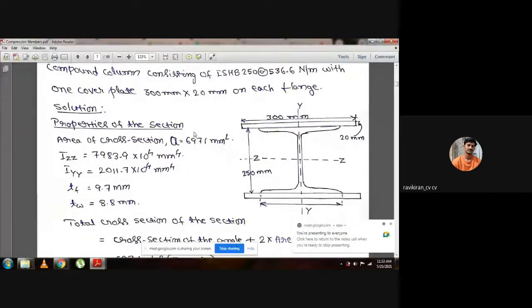Yes, sir. Once you're done with the IXX or IZZ value, next write down IYY, Ravikiran. Yes, sir. Ravikiran, you start from the beginning. From the beginning. Okay.